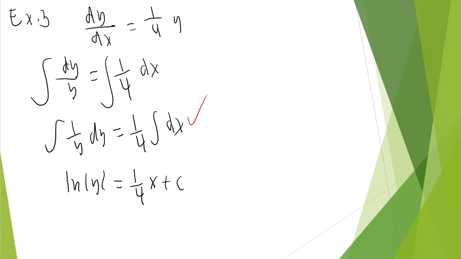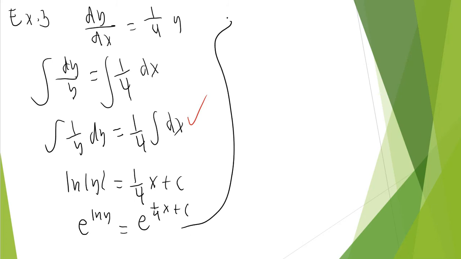To cancel the ln on the left, we place it as an exponent of e. So, we have e raised to ln of the absolute value of y is equal to e raised to 1/4 x plus C, like the previous example. So, the left becomes just y, is equal to e raised to 1/4 x plus C. Furthermore, we can write this as e raised to C multiplied by e raised to 1/4 x, by the laws of exponents.